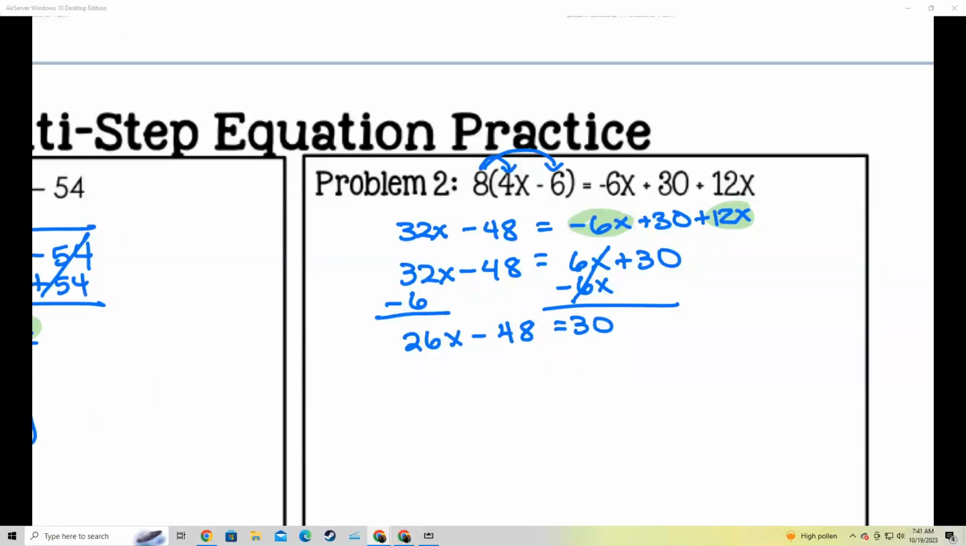Now this just becomes a two-step equation, which means I want to get the term that has the x by itself. I'm trying to get this 26x by itself. To get the 26x by itself, I'm going to get rid of the minus 48. So I'm going to add 48 to both sides.